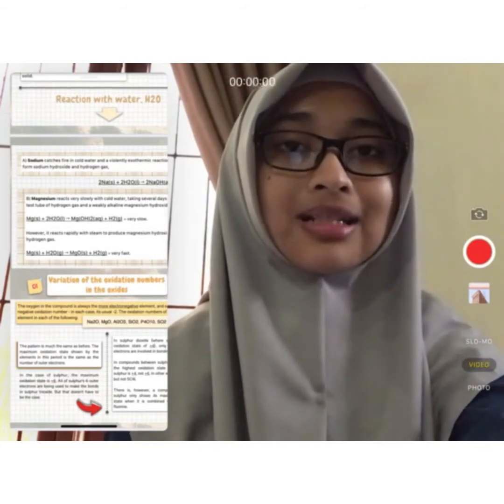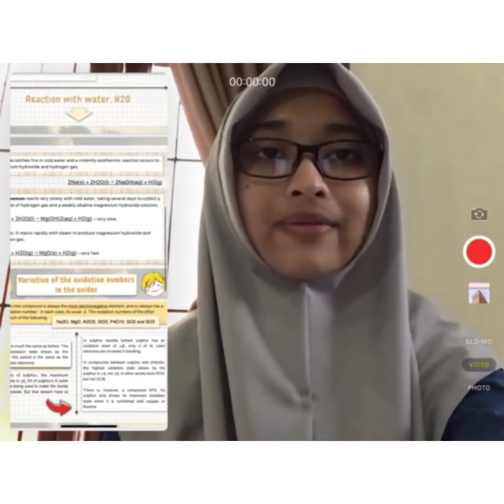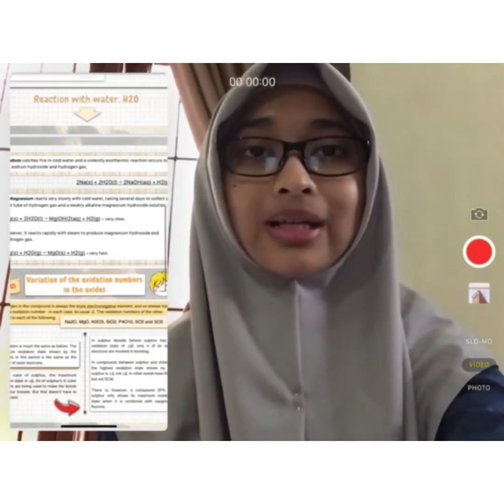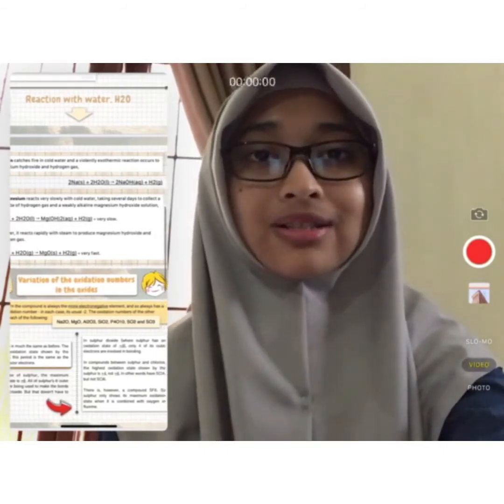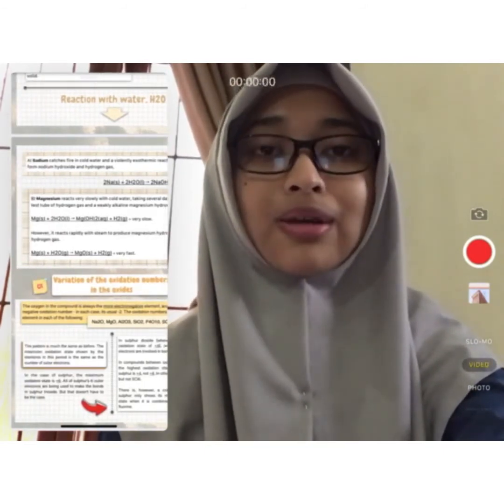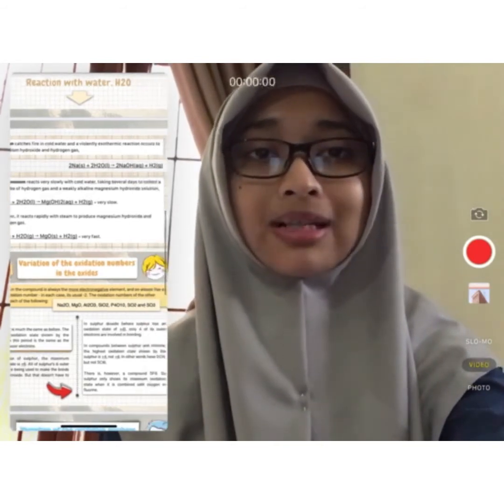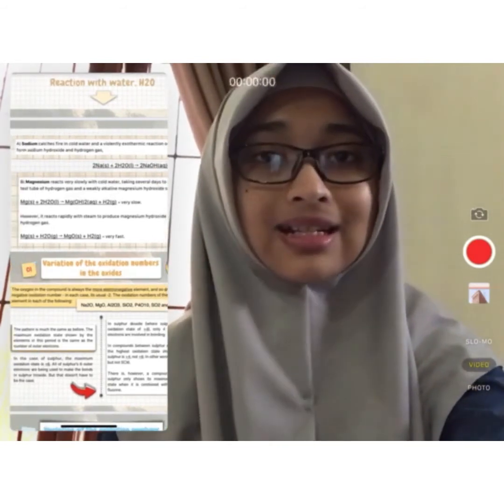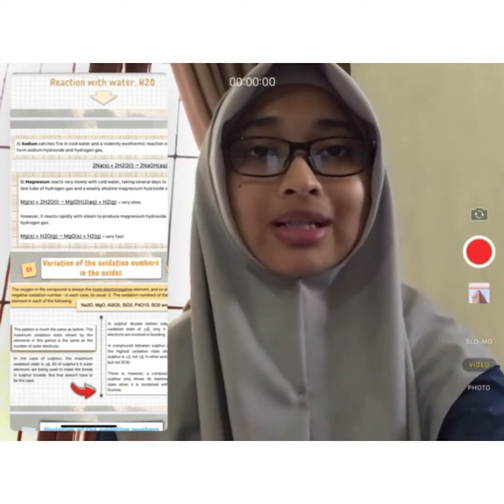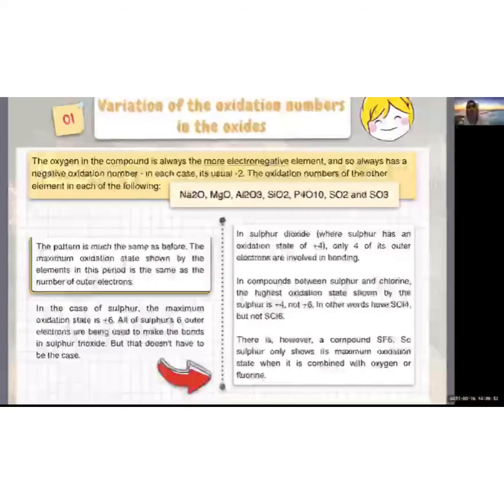The second one is magnesium, which reacts very slowly with cold water, taking several days to collect a test tube of hydrogen gas and a weakly alkaline magnesium hydroxide solution, which is Mg plus 2H2O equals Mg(OH)2 plus H2, which is very slow. However, it reacts very rapidly with steam to produce magnesium oxide and hydrogen gas, which is Mg plus H2O equals MgO plus H2, which is very fast. Part B. Variation of the oxidation number in the oxide.